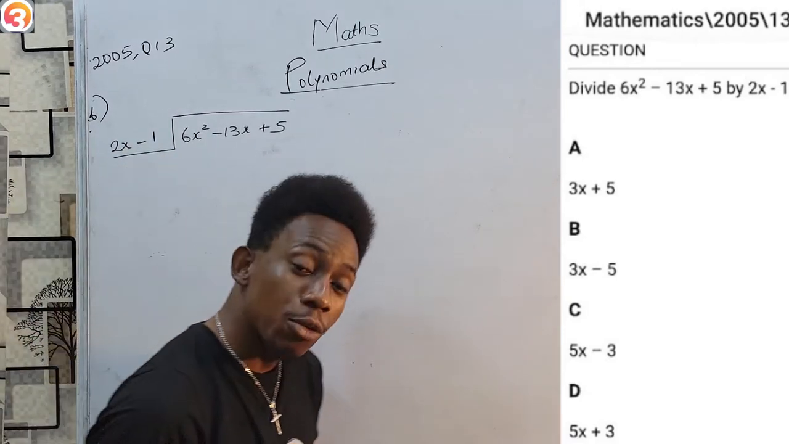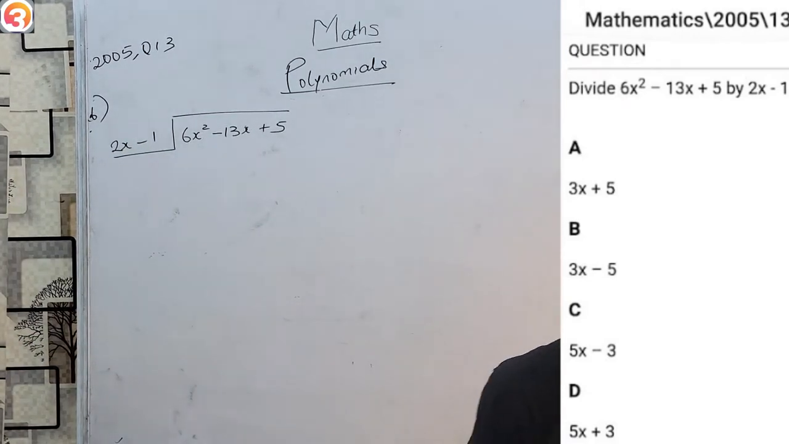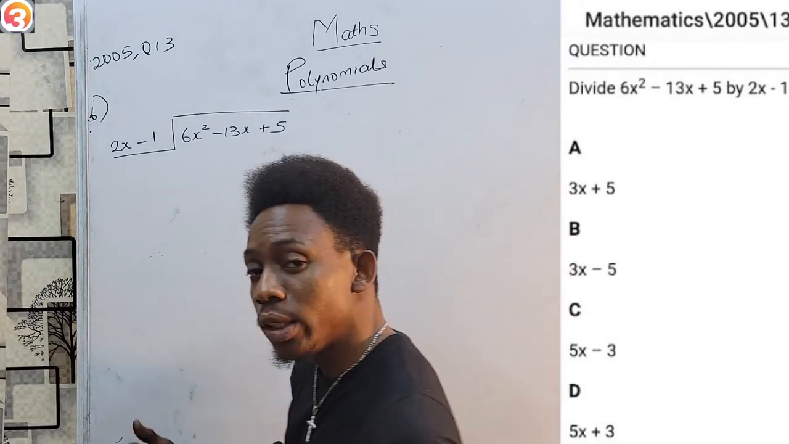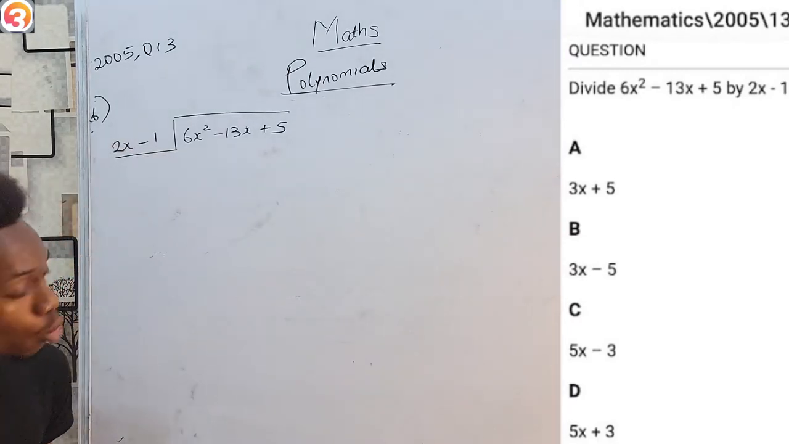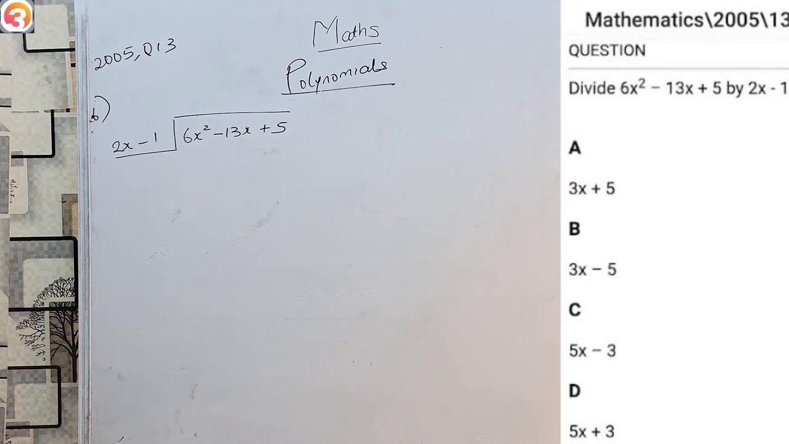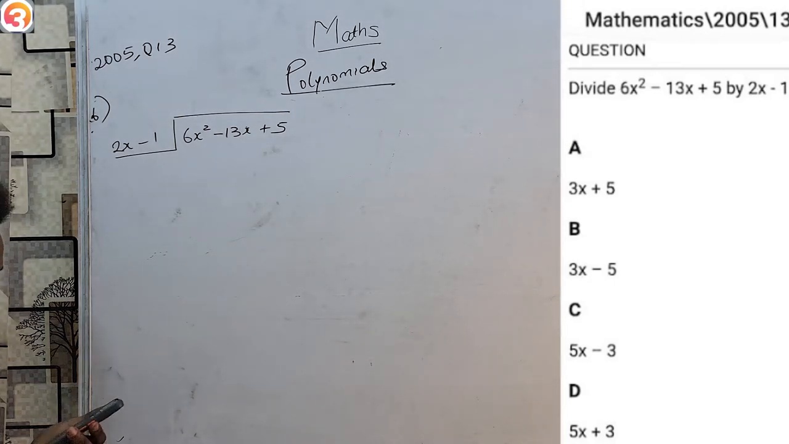Please note that if we were told it was a factor, we would know we want to equate. Then also, if we were told to find the remainder or to test whether it's a factor, we would equate. But here we are told to divide. So I just want to divide and try to get the answer.